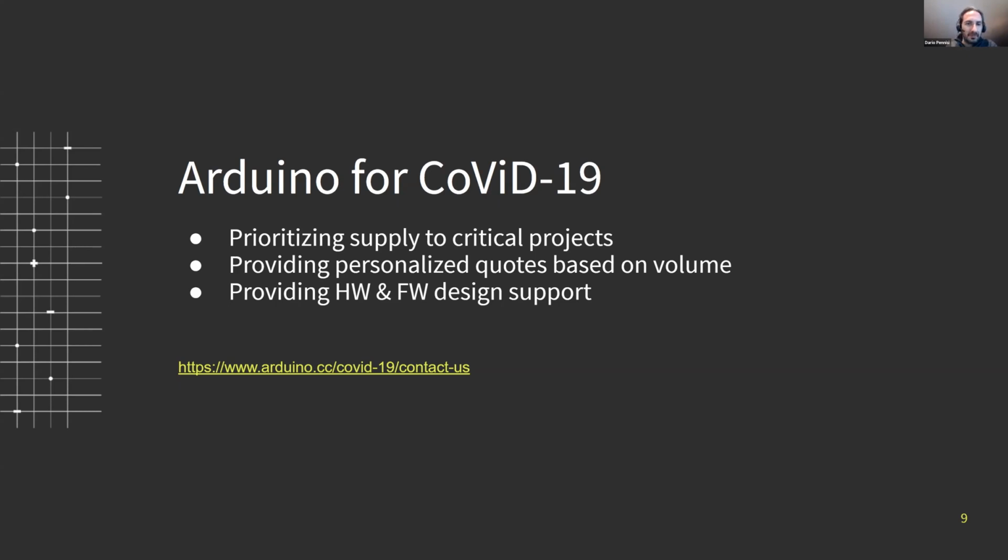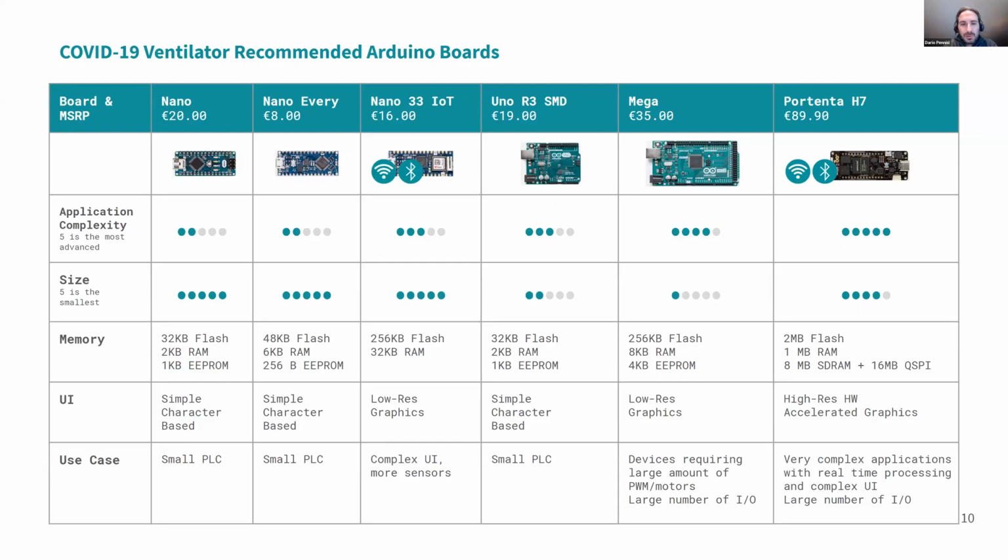So finally, I'll try to show you a small comparison, because most of the designs that we have seen so far are more or less based on the same products. Right now, the products which are mostly used are the Nanos, because they are really low cost, and they provide more or less whatever is needed for small PLCs, which is more or less whatever is needed for a simple ventilator. So let's say Nanos, Unos, and Mega are the most used ones. Mega probably is the one that has been more interesting for the more complex devices where people are using multiple motors or multiple sensors.